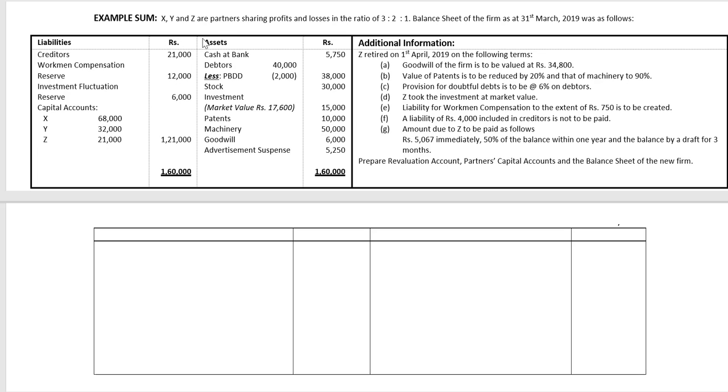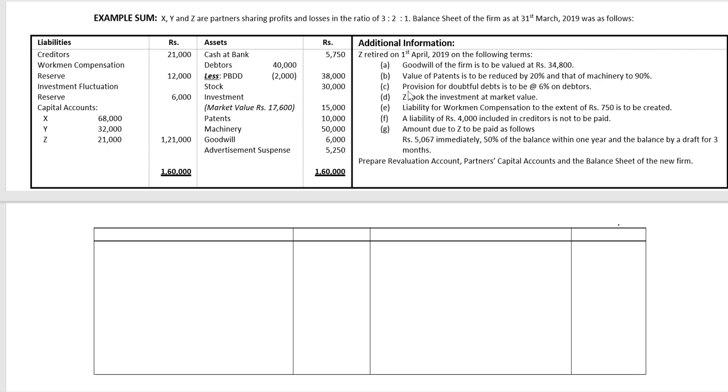X, Y and Z are partners sharing profits and losses in the ratio of 3:2:1. The balance sheet of the firm as at 31st March 2019 was as follows. To the left of the screen, we have the balance sheet given. On the right, additional information. Z retired on 1st April 2019 on the following terms. Point A. Goodwill of the firm is to be valued at Rs 34,800.